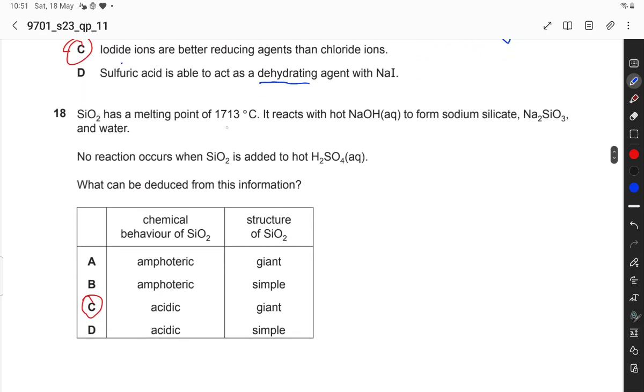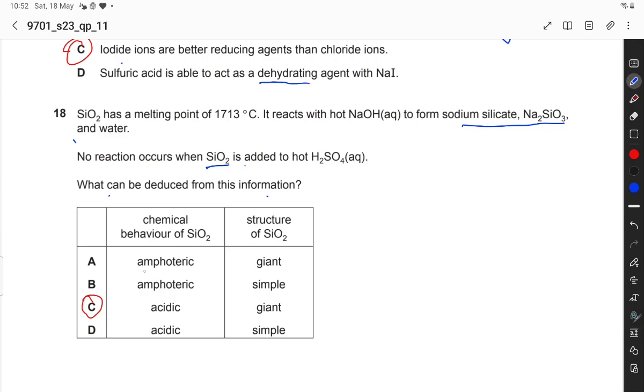Silica has a melting point of 1713 degrees centigrade. It reacts with hot sodium hydroxide to form sodium silicate and water. No reaction occurs when silica is added to hot sulfuric acid. What can be deduced from this information? No reaction, so silica is an acidic oxide and cannot react with hot sulfuric acid. What can be deduced from this information?